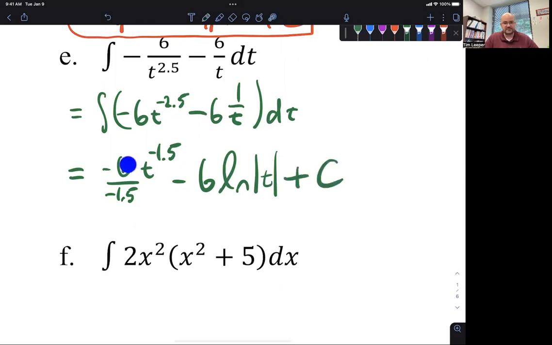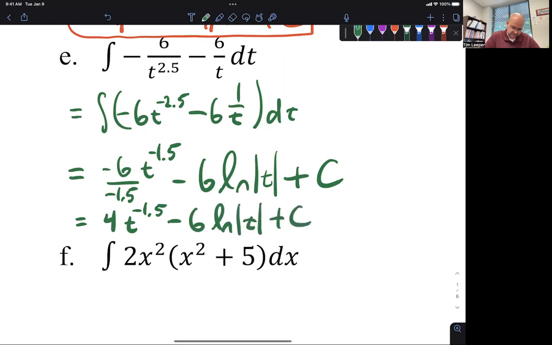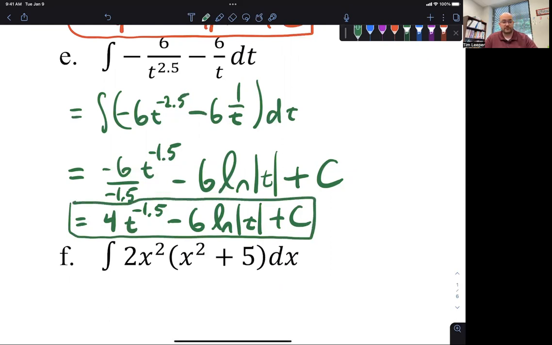And then we simplify. Negative 6 divided by negative 1.5. Well, first of all, it's positive. And that'll give you a 4. So it's going to give me 4 t to the negative 1.5 minus 6 natural log of the absolute value of t plus c. And I am more than happy to just leave it like that. If you want, you can also, of course, move the t to the negative 1.5 to the denominator, making that 4 divided by t to the 1.5, and then minus 6 times the natural log of absolute value of t plus c. And there you go. That's letter E.